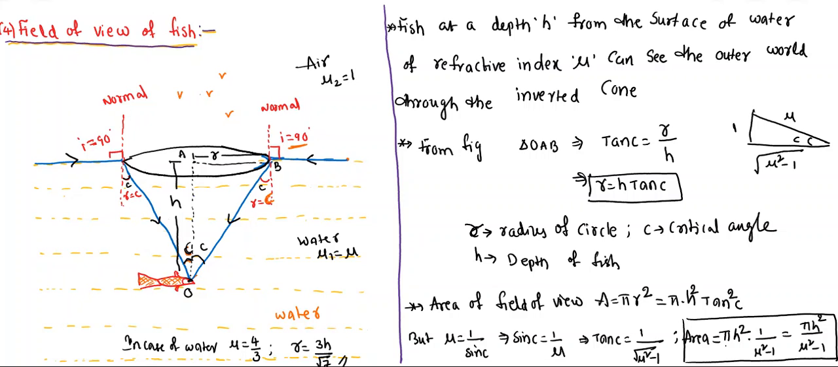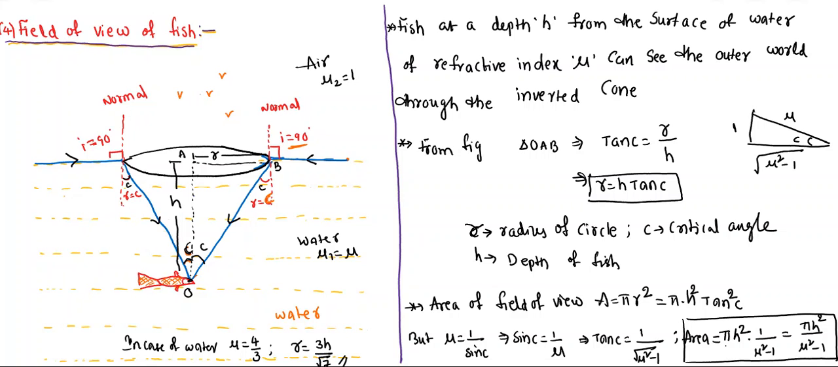You see here in the figure, the fish is at h depth in the water. The fish wants to see the outside world. The fish can see the outside world through the cone that is there in the diagram. The cone's base, that circle, through that circle the fish can see the outside world. That circle is said to be the field of view. This is the field through which the fish can see the outside world.